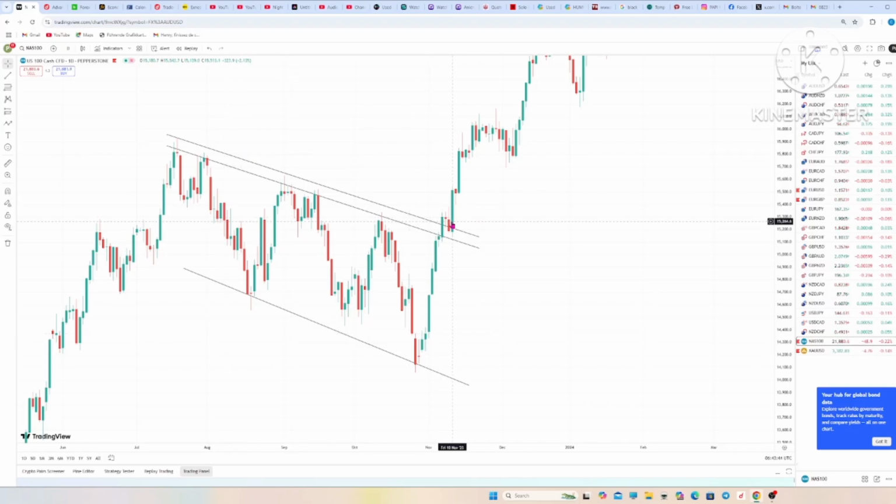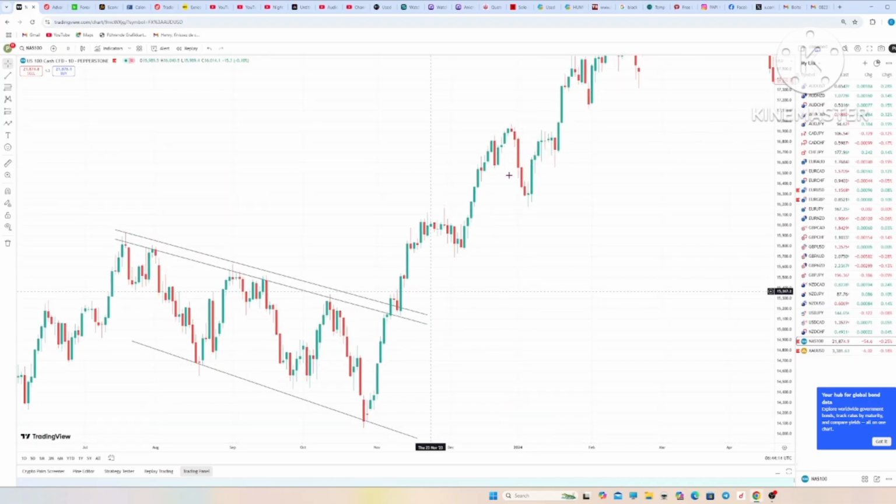Now that we have this break, we do not want to see price close back below, because if it does, then the whole structure becomes invalid. But we had the breakout and price came and did exactly what it's supposed to do to respect the whole structure. It retested the trend line. It became from a resistance to a support, and price committed all the way up.